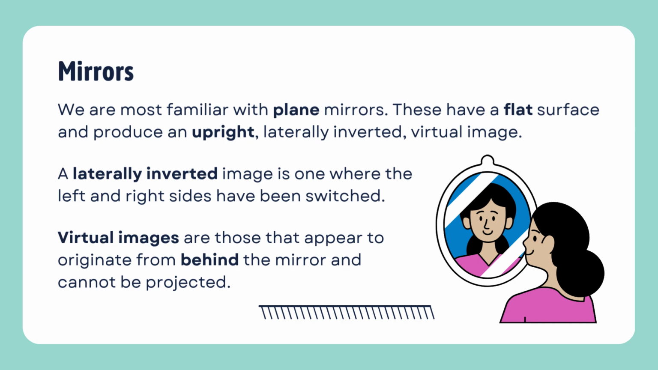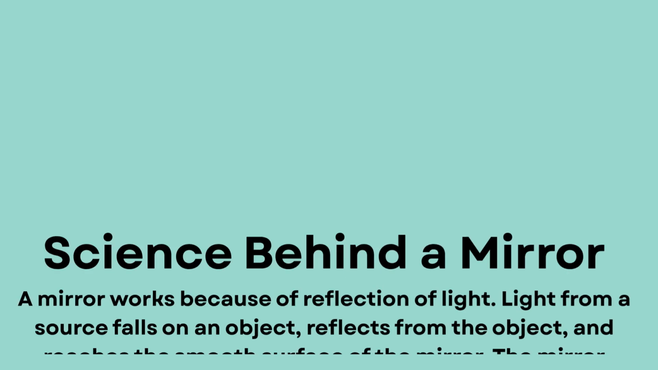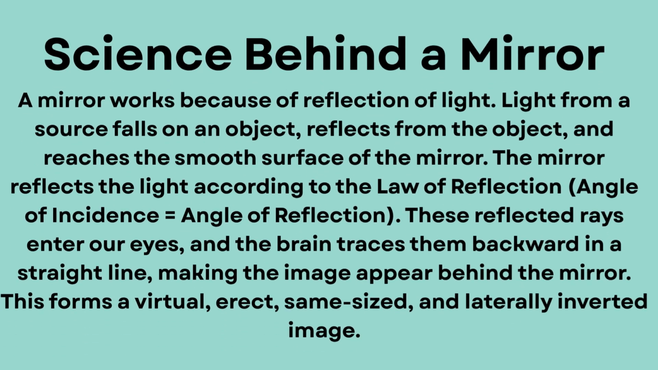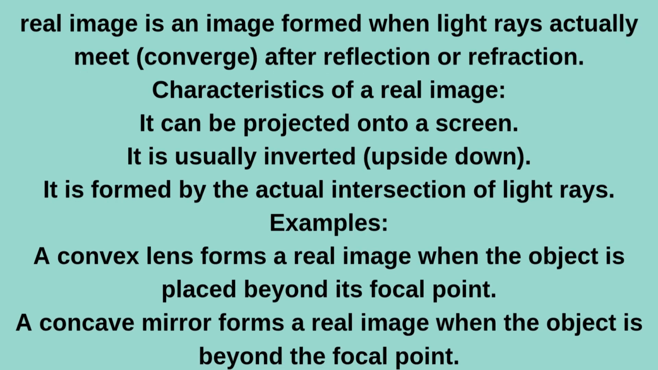Now let's understand the complete process. Light first falls on an object. The object reflects that light. The reflected light reaches the mirror. The mirror reflects it again towards our eyes. Finally, our brain traces these rays backward, making the image appear behind the mirror. That is why the image looks as if it is inside the mirror, even though no light is actually coming from behind it.